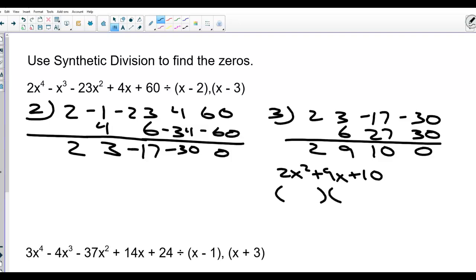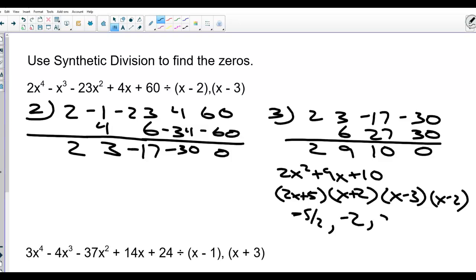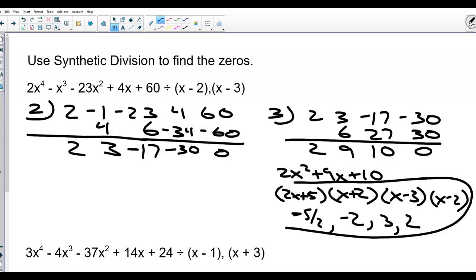Now remember, when you factor, you can't have a GCF in a parenthesis. It makes no sense to try 2 and then 5. But if I do 5 and then 2, that works. My other given factor is x minus 3, x minus 2. And my zeros, negative 5 halves, negative 2, 3, and 2. Those are my answers.